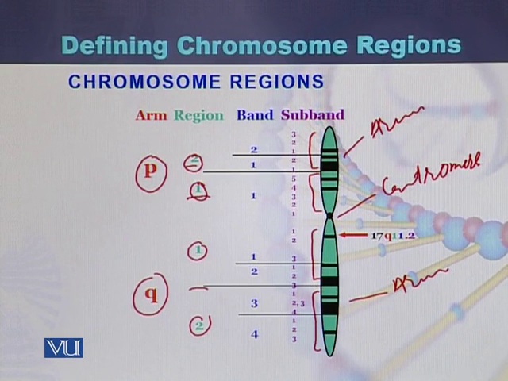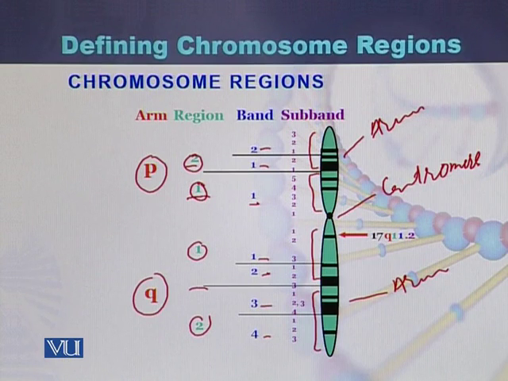Now each of the regions consists of bands, or within the regions there are bands. Within region 1, there is only one band. There is region 2. Within region 2, there are two bands, band 1 and band 2. So region 1 consists of a single band, while region 2 consists of two bands. Same is here in case of the Q arm. We can see that region 1 consists of two bands, band 1 and band 2, while region 2 consists of band 3 and band 4.